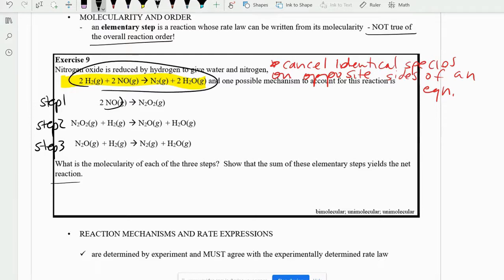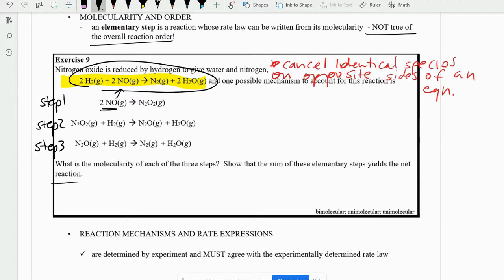Now, what I want you to do is take a look at the overall reaction. You do see the NO species here. It's a reactant in the overall reaction. But one of the interesting things you notice is that the product that is yielded in the first step is not a part of the overall reaction. And that's going to happen sometimes, you guys. That is what we call an intermediate. We have to identify the molecularity.